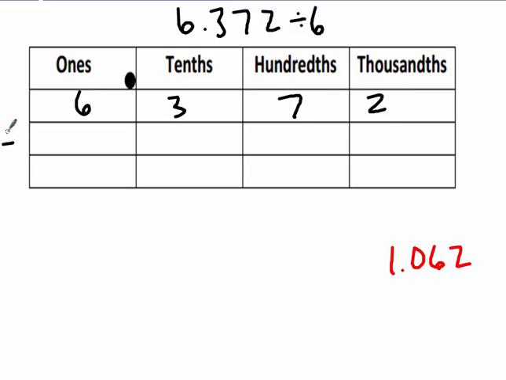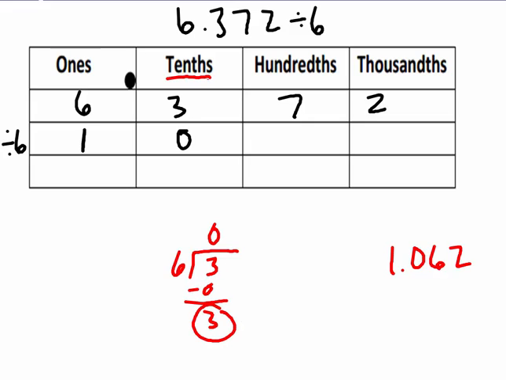I'm going to divide by 6. This goes in 1 time. There's no remainder. 6 does not go into 3, so I bring that 3 over. This is where I'm going to check, though. What's my remainder? My remainder was 3. 6 divided by 3 is 0. And I have this 3 as a remainder. So this is my tenths. So I'm trading 3 tenths for 30 hundredths.